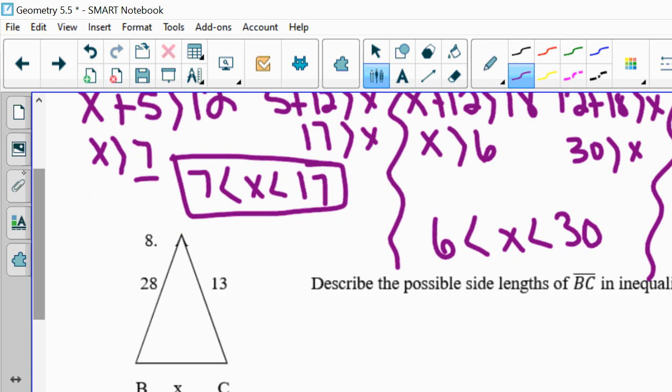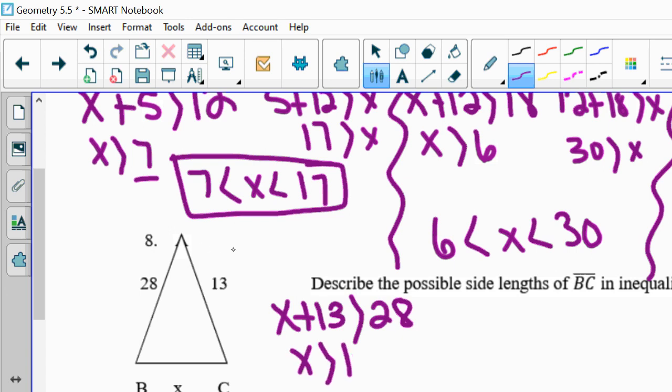Number 8, again, this time they just give me a picture. Describe the possible side lengths of BC in inequality form. So here they just gave it to me in a picture form, but we're doing the same thing. We have 28, 13, and X. So again, I would take X and the smaller side, 13, and say that has to be bigger than 28. Subtract 13 from both sides, and I get X has to be greater than 15. So I know that X is going to be between 15 and something.